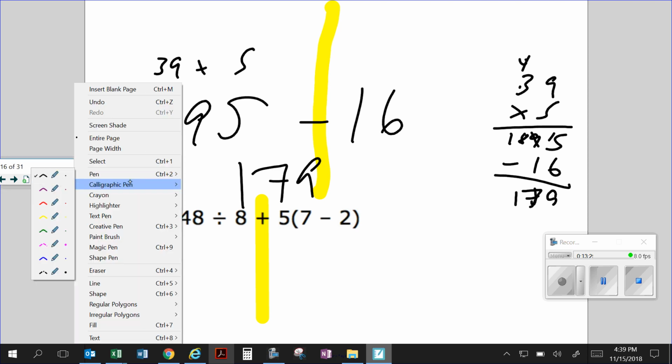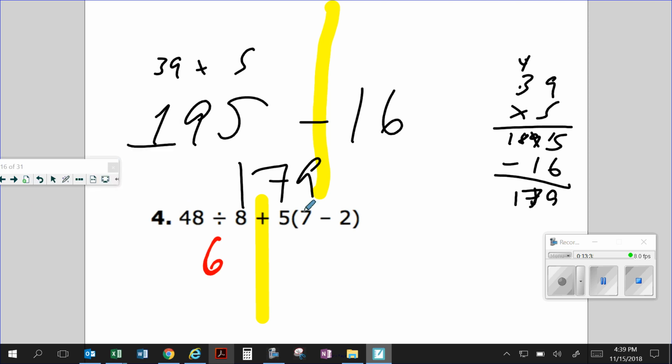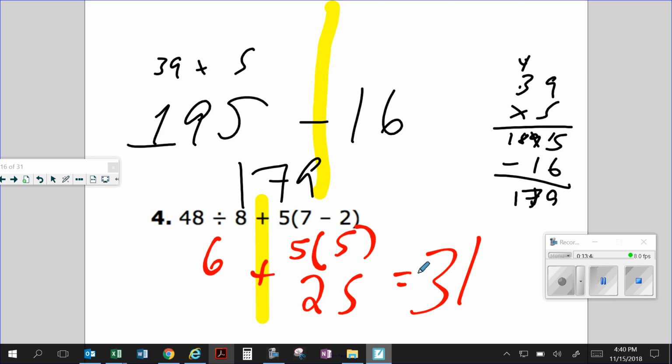So on the left term, what do you see on the first term? I see 48 divided by 8, which is 6. What do you see on the right term? Five groups of 7 minus 2, which is 5. 5 groups of 5 is 25. What do they want you to do with the first term and the second term? Add them up and you get 31.